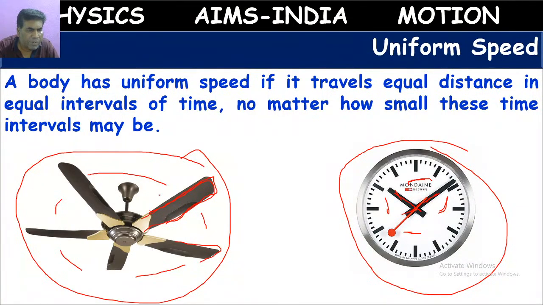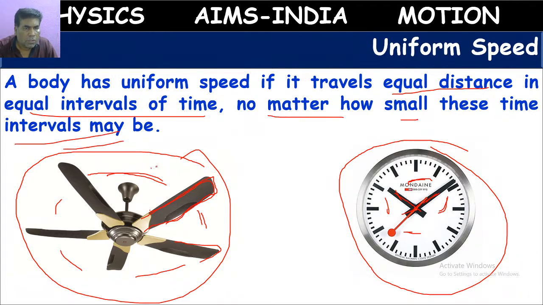Hence, we can tell that they are moving with speed. How do they move? Because they travel equal distance in equal intervals of time, no matter how small these time intervals may be. So these kinds of motions, we can call them as moving with uniform speed.